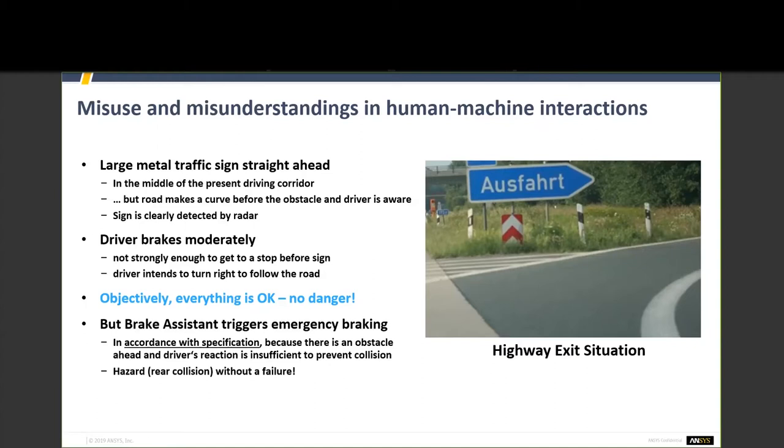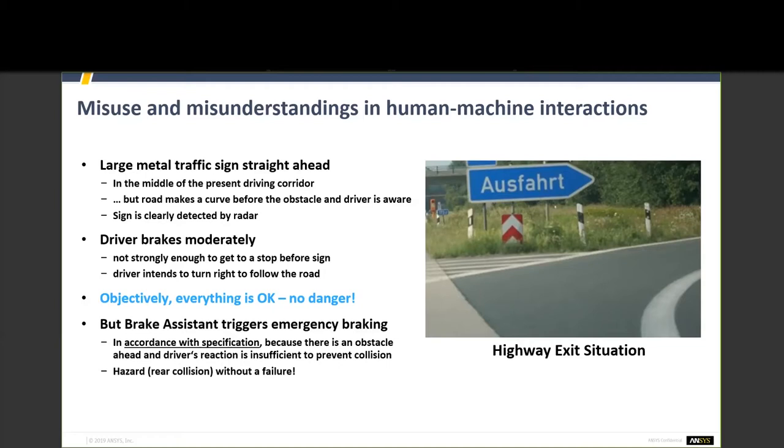And the driver tried to slow down, not to come to a stop in front of that metal sign, just to be slow enough to make the curve, so perhaps 80 kilometers per hour. And there was an autonomous braking system in place, and the radar sensor well perceived that sign. I mean, you cannot overlook it as a radar sensor. So there was no problem with perception at all.